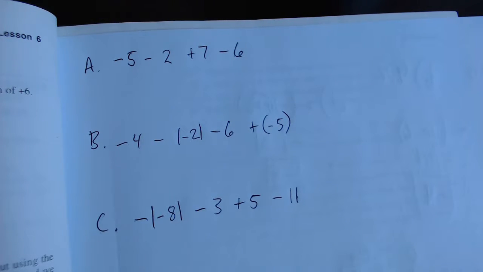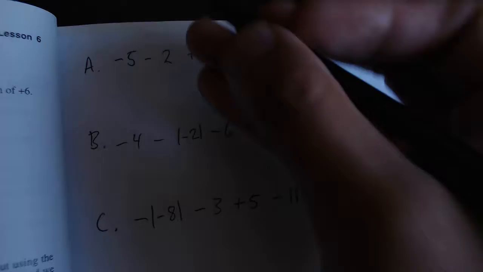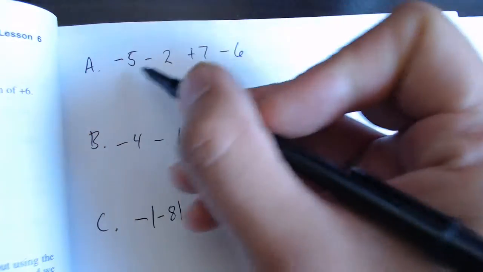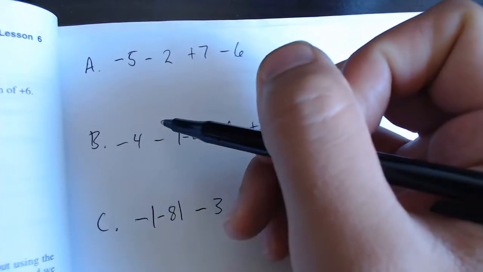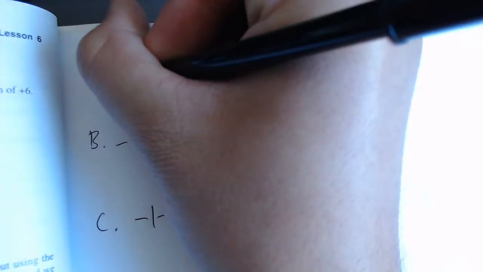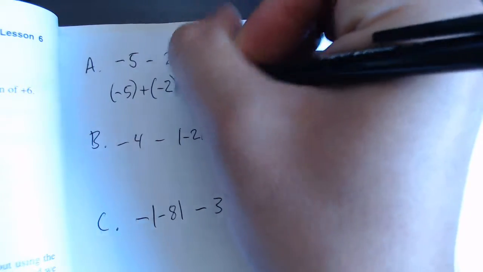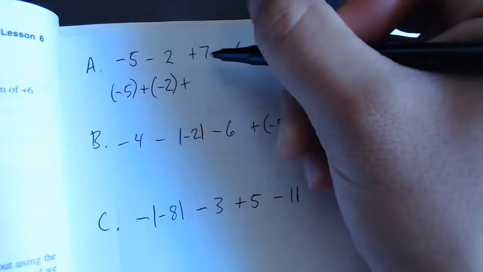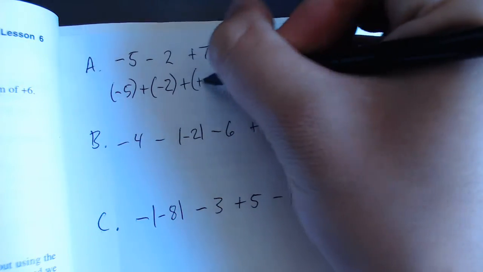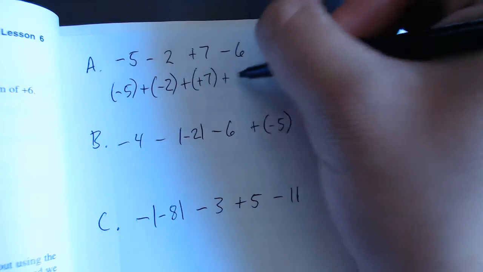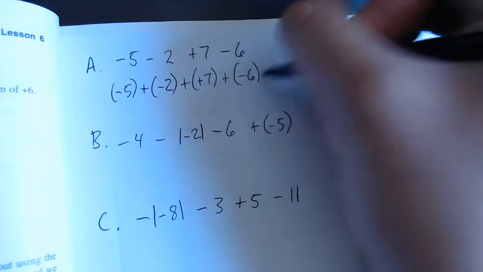So what we're going to do, since everything can be thought of as addition, we're going to rewrite the problem in full, only using addition, and then enclosing each number inside in its own set of parentheses. So negative 5 will be rewritten as parentheses negative 5. Then we put a plus sign. This minus 2 will turn into parentheses negative 2. And then we put a plus sign. This positive 7 remains a positive 7. And the minus 6 becomes plus negative 6.